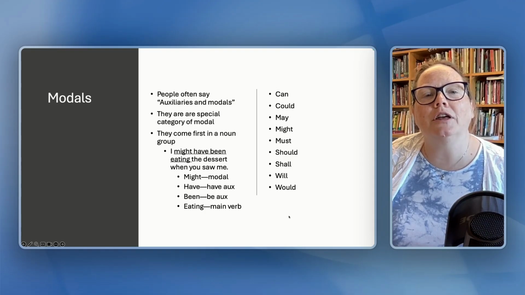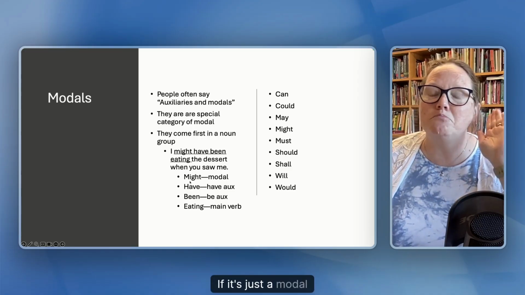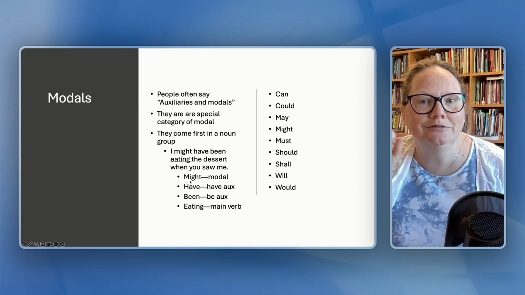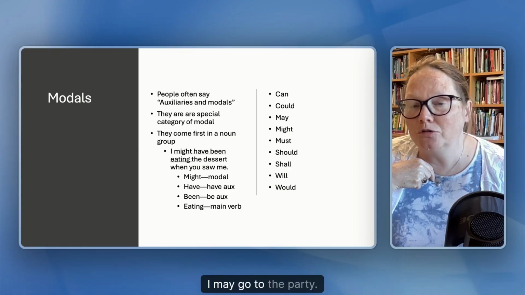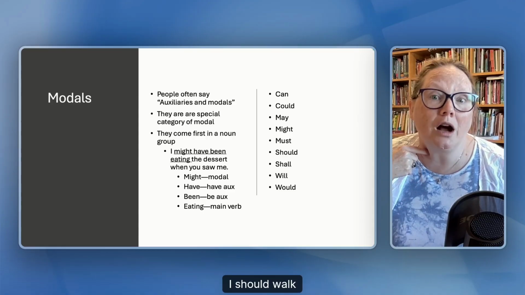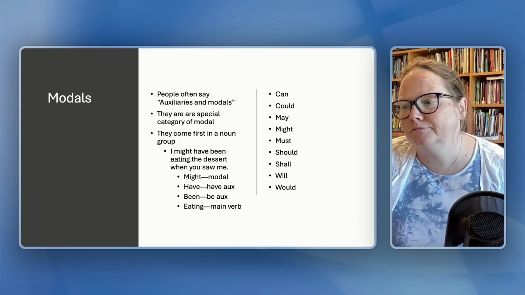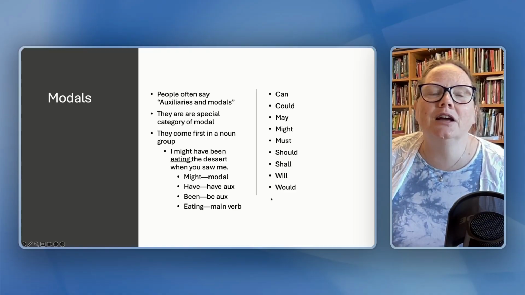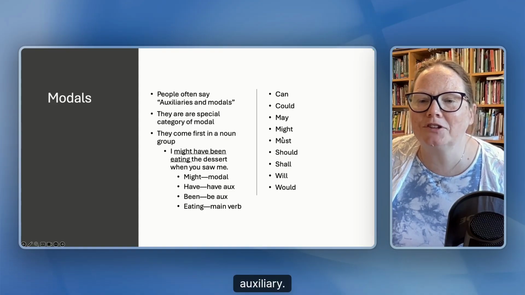And they are followed by the main verb. If it's just a modal plus a verb, the main verb is in the bare infinitive form. I may go to the party. I might eat pizza for dinner. I should walk after class. Would you like to learn more about modals? You'll get to that later. But yes, I just wanted to point out that modals are also a type of auxiliary.